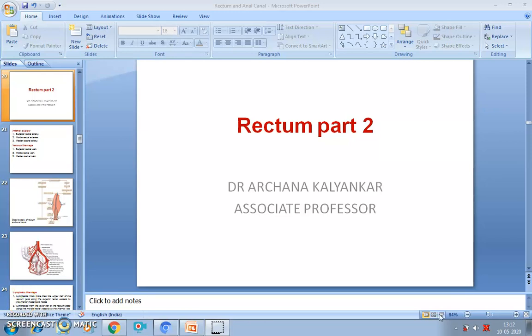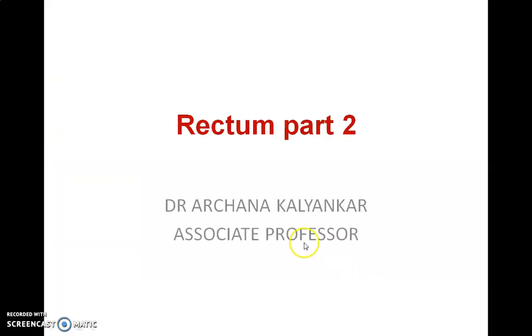Hello students, we have seen in the rectum part 1 the introduction, peritoneal relation, visceral relations, interior and the arterial supply of the rectum. In this part, we will complete the blood supply by taking the venous drainage and the rest of the rectum. First, we will take the venous drainage.